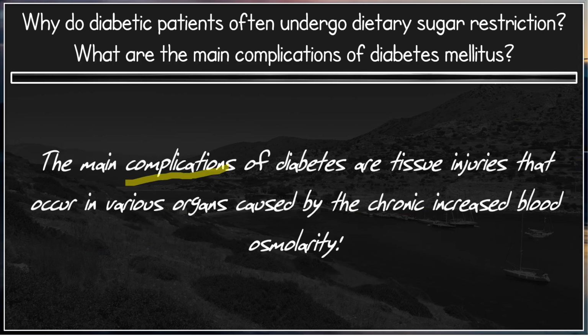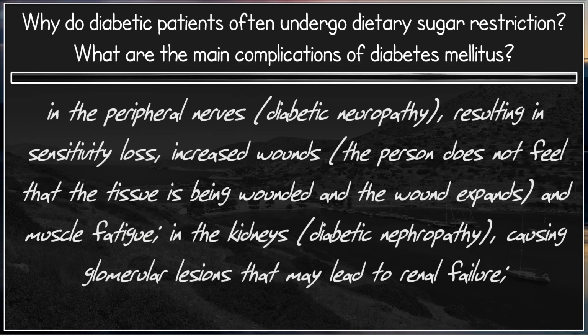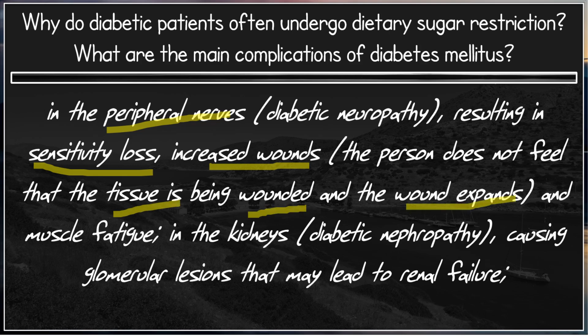The main complications of diabetes are the tissue injuries that occur in various organs caused by chronic increase in blood osmolality. The peripheral nerves suffer diabetic neuropathy, resulting in sensitivity loss and increased wounds. A person does not feel that the tissue is being wounded and the wound expands. In the kidneys, diabetic nephropathy causes glomerular lesions and may lead to renal failure.